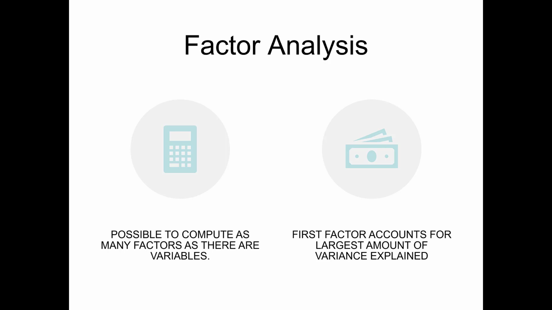our extraction method, and we did principal axis factoring. But the next step is how many factors do we pick? In this example here, we've got 16 items, so we could have 16 different factors. And that really isn't that helpful. Try interpreting a 16-factor questionnaire.